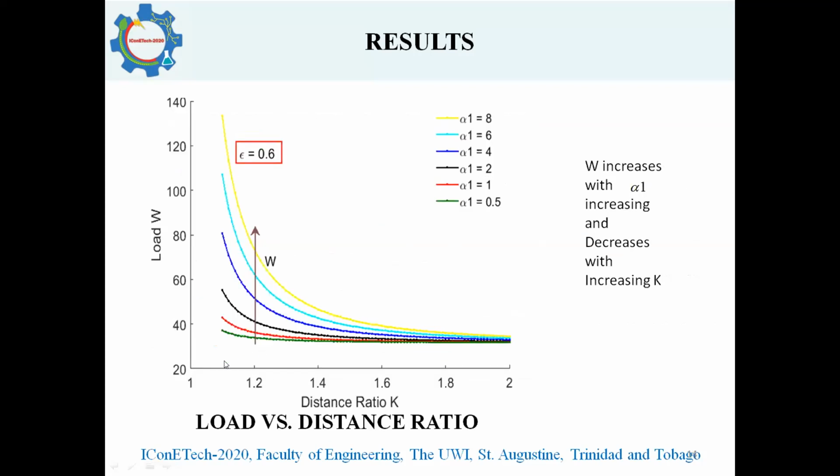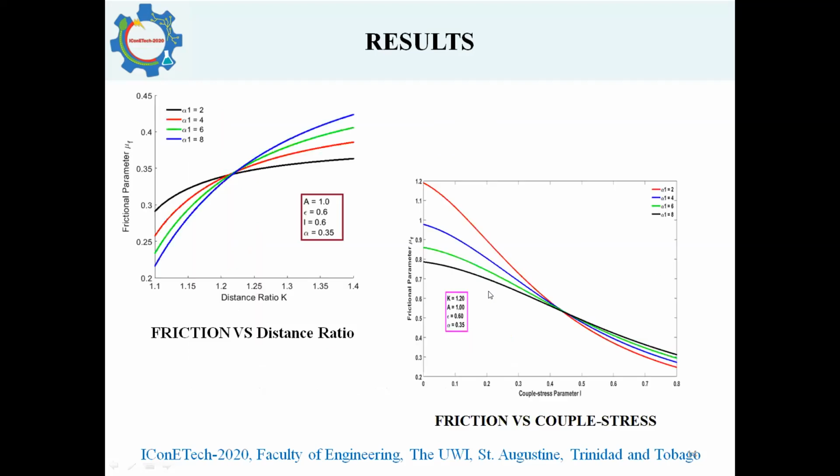And so we have load versus the distance ratio, that is, the distance of the current wire from the bearing. From around 1.2, we see that the load increases when we increase the magnetic parameter. But as we go further and further away, if we put that current wire further away from the bearing, the effect becomes less and less and the load carrying capacity decreases.